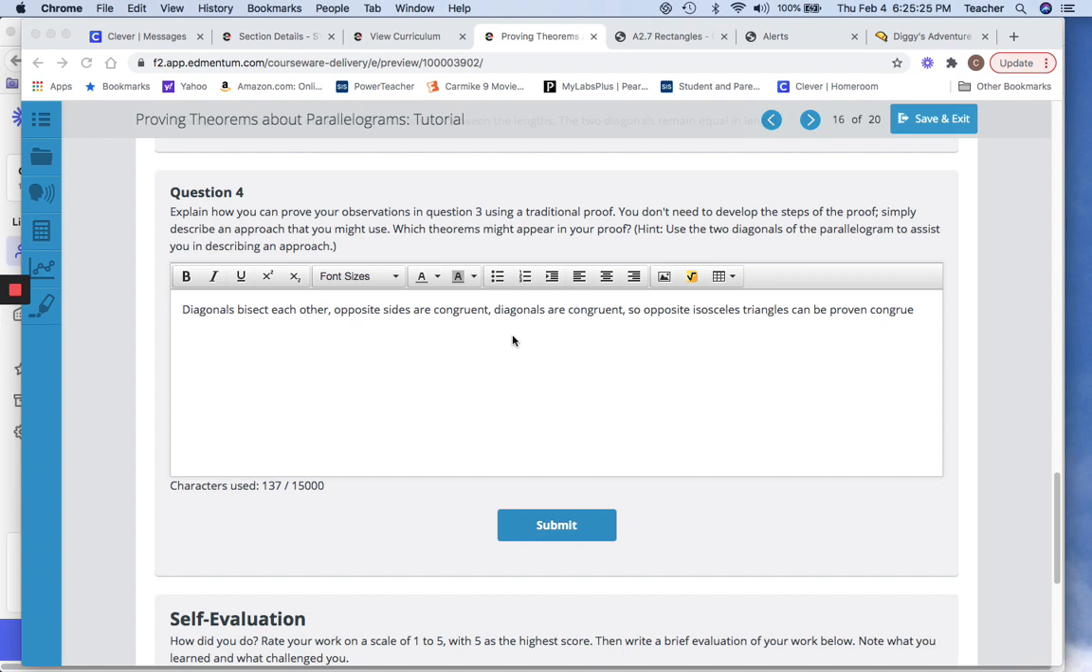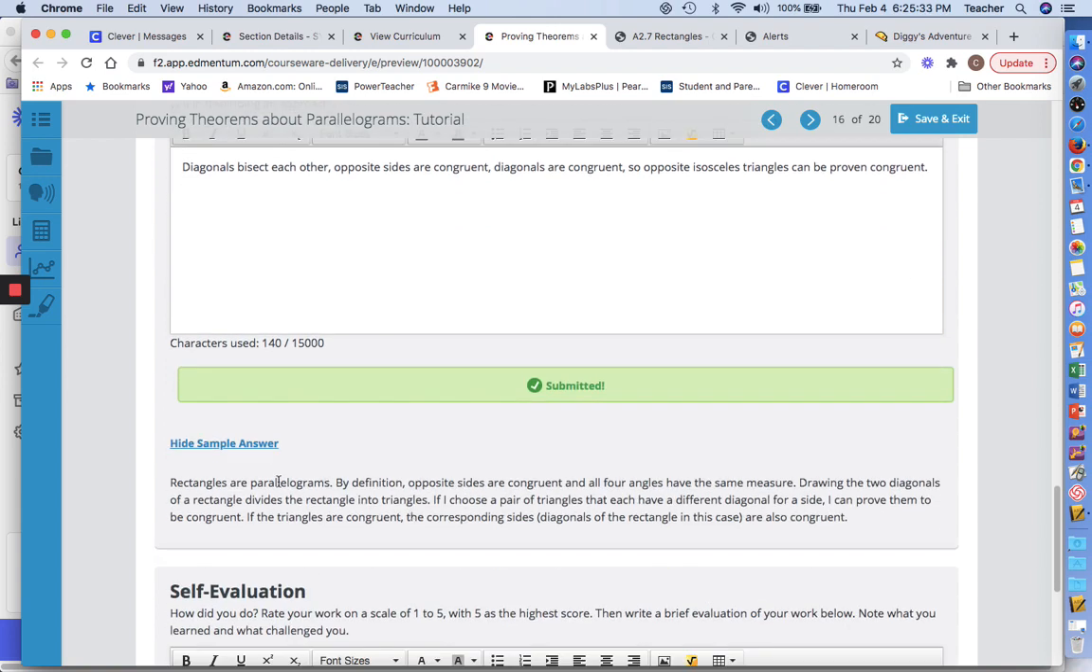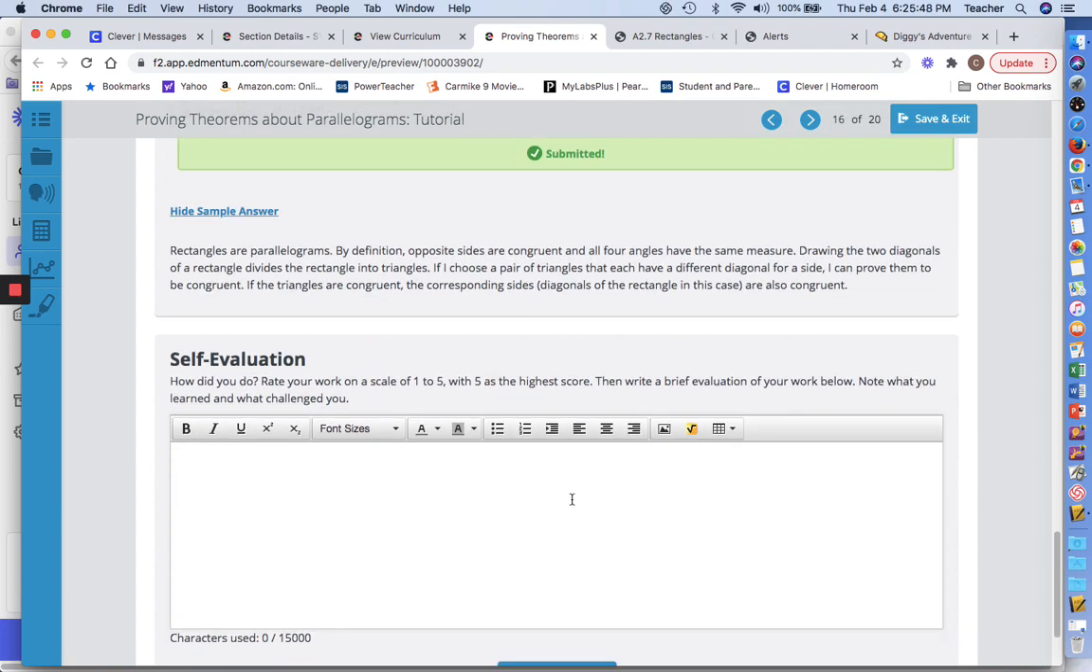All right, so congruent. That's just one thing that kind of popped in my head. Rectangles are parallelograms, but by definition, opposite sides. All right, so they kind of went where I went. They went with 4 little triangles, diagonals of each side. All right, good. I feel good about that then.